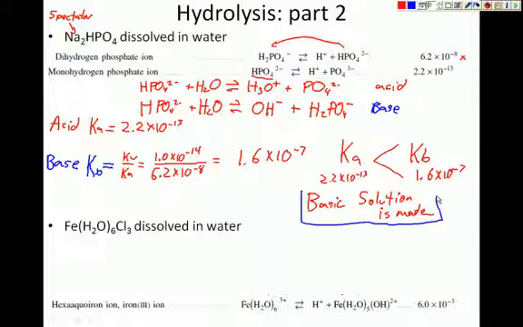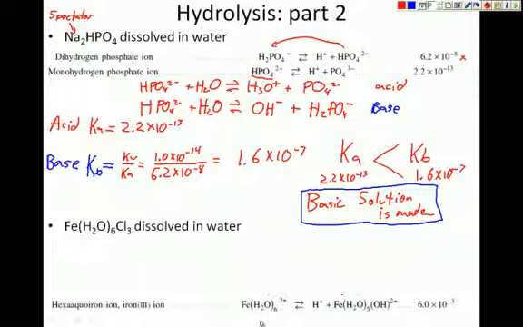That's the answer right there. Okay, now another question is one like this. FeH2O6Cl3, and this is dissolved in water. Now a lot of people get really, really confused and scared when they start to see something like this. Okay, just remember, calm down.